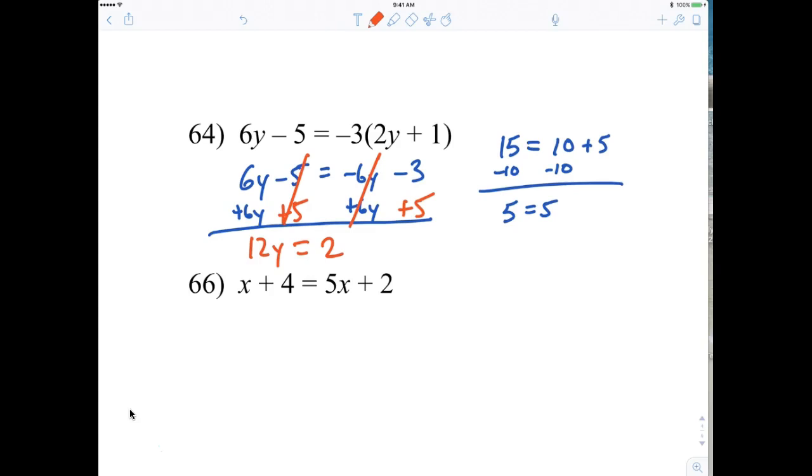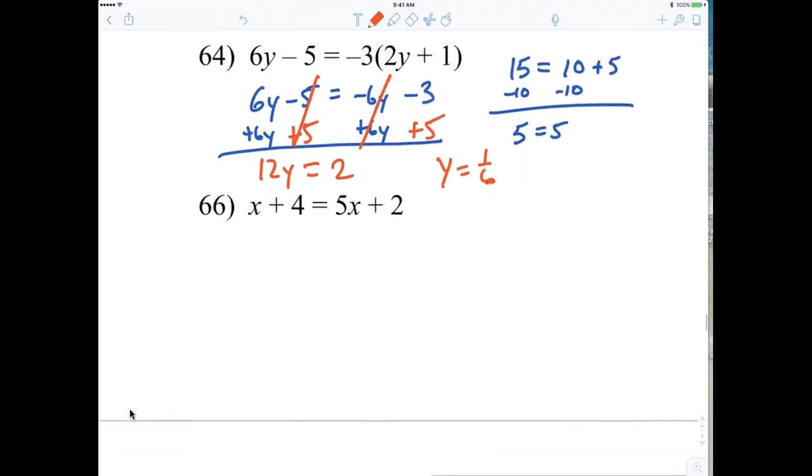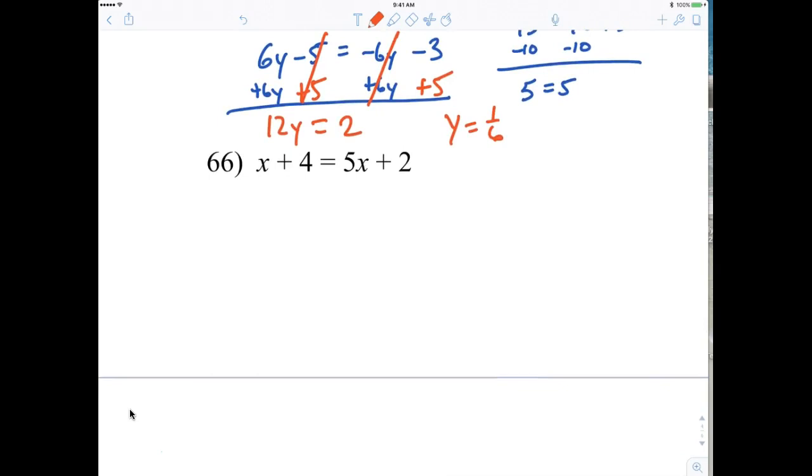So my answer here is just what? y equals 1/6, right? Now a lot of people make a mistake and they put 6 there, right? But 12 times 6 isn't 2, right? 1/6 of 12 is 2. Agreed? All right, let's practice 66 and we'll call it a day.